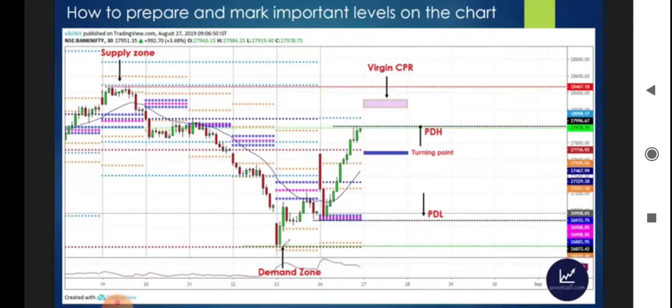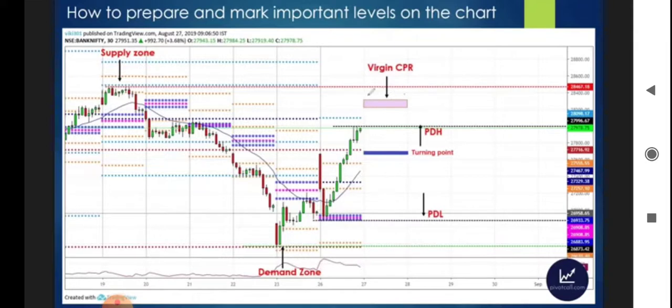Can you see after the 23rd, the market came, took the support and had a big bounce? So that is the demand zone, because after the bearish move, the market took support and had a big bounce. So this is your supply zone, and this is your demand zone. That is what you can see here. I mark the demand zone, and you can see I marked the supply zone. So that is how I mark important levels on my chart.